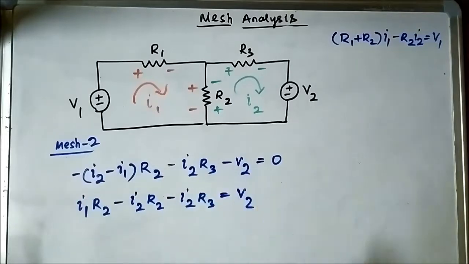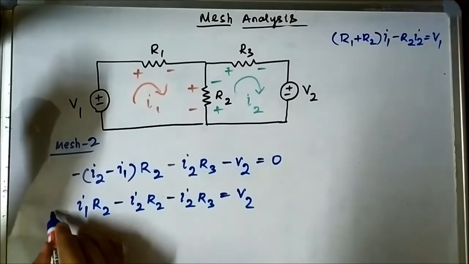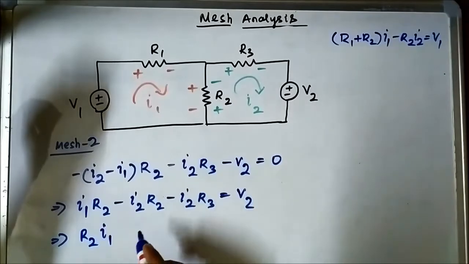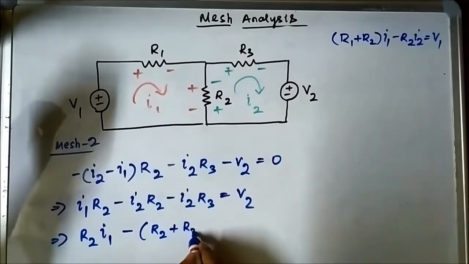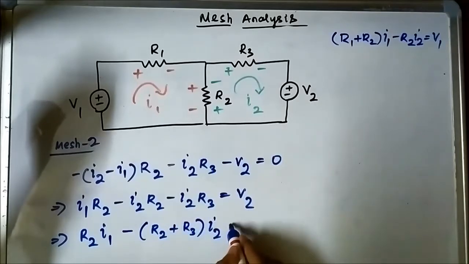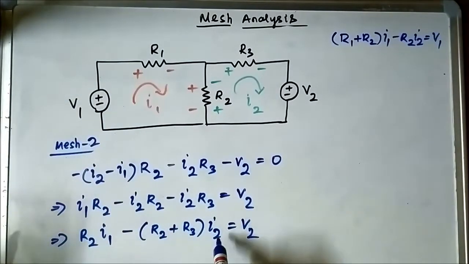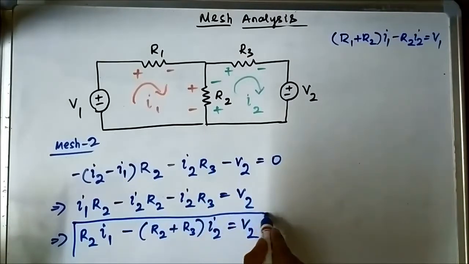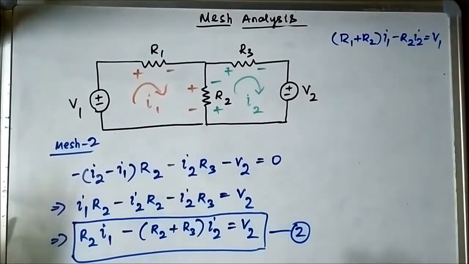We have just opened the bracket. Now we have to bring it in terms of I1 and I2. So it is R2 I1 minus (R2 plus R3) I2 is equal to V2. We have brought it in terms of I1 and I2, and this is the constant value. So this is equation number 2. This is equation number 1 and this is equation number 2.